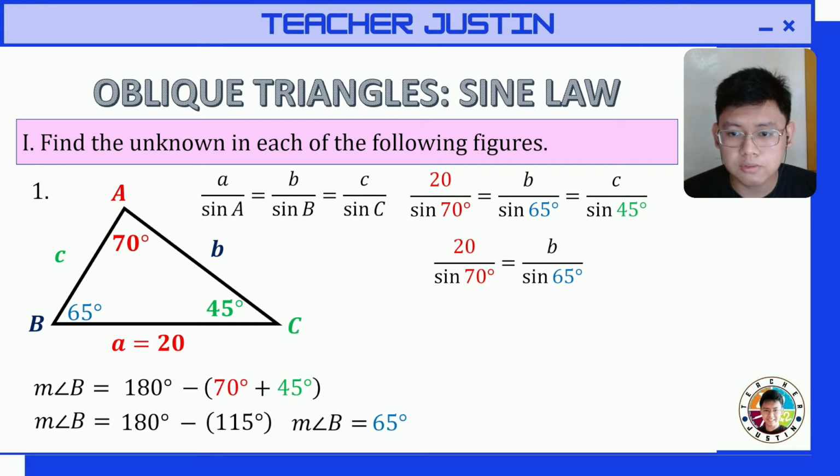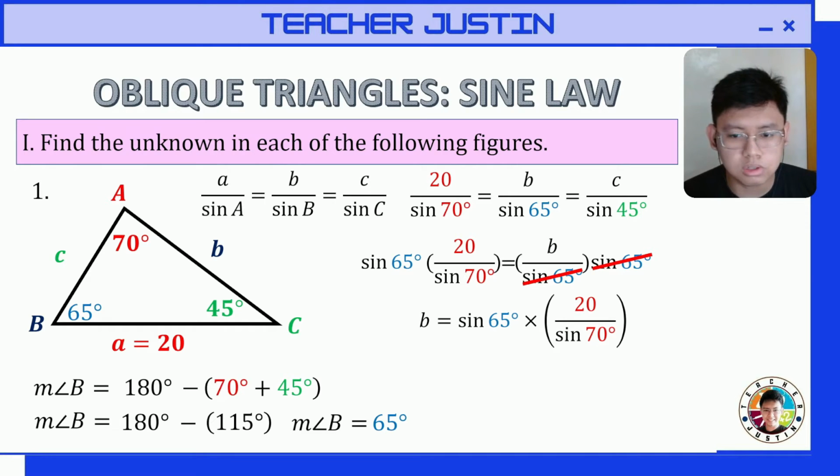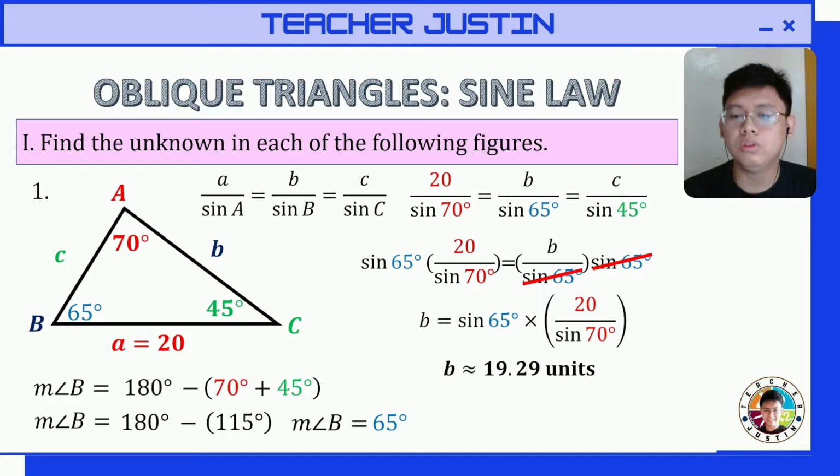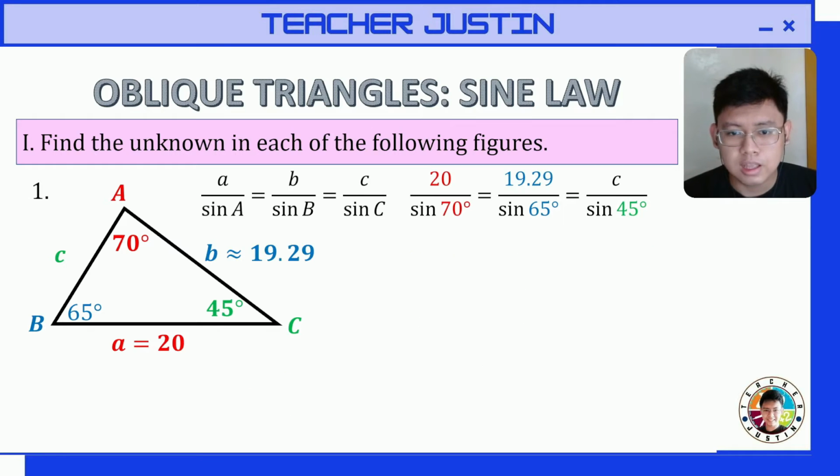Then let's solve for the value of B by multiplying both sides by sine 65 para ma-cancel out yung ating denominator. So we will have B is equal to sine 65 degrees times 20 over sine 70 degrees. Tapos let's use our scientific calculator to solve for the value of B. So B is approximately equal to 19.29 units, and that will be the value of B. So, now, nakuha na natin yung value ni B.